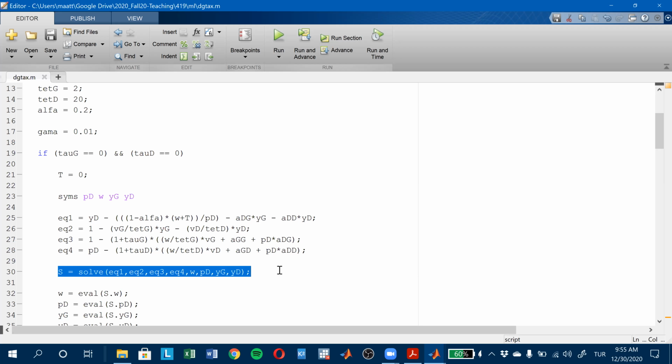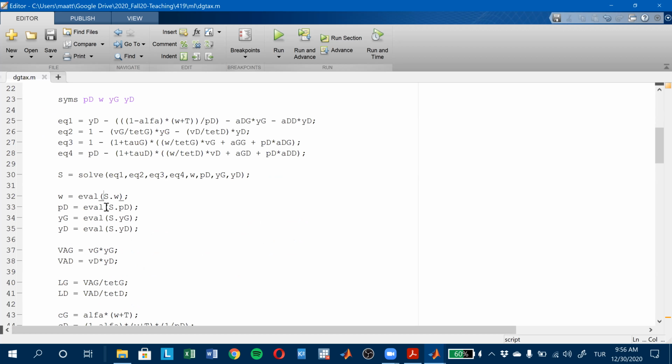Then I basically tell MATLAB to solve the model, right? First, I write equations. So this is a particular command that MATLAB understands, okay? And these are the unknowns. Then I evaluate my solution, okay? So solution is S, right? The first is W, the second is PD. The third is YG, the fourth is YD.